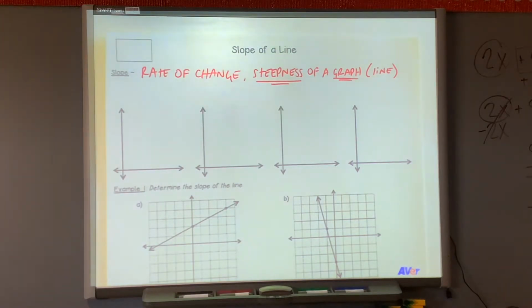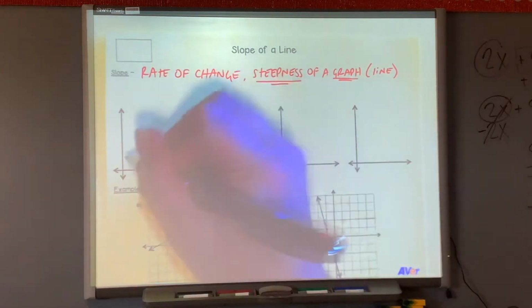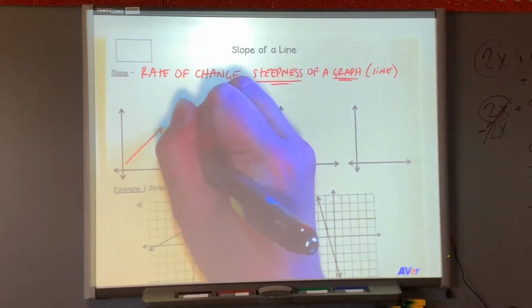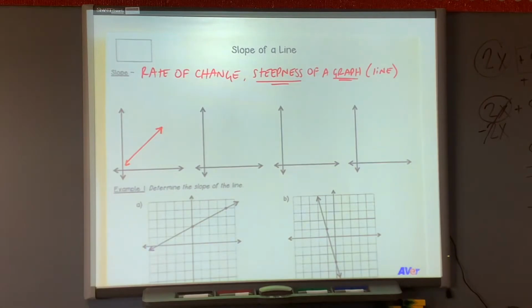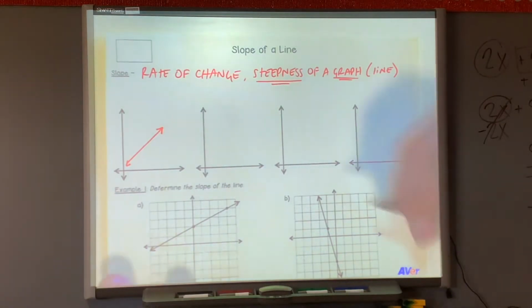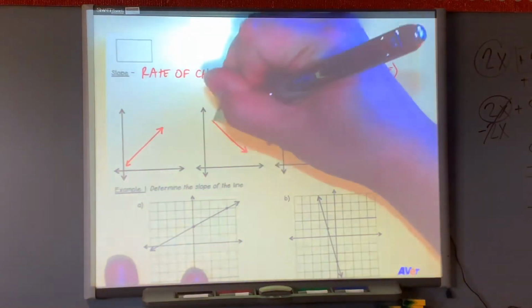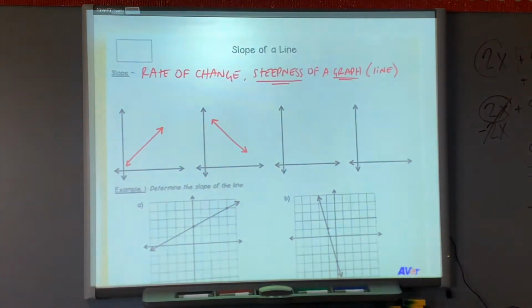Steepness can also be a negative version. So as in, if I were climbing up a mountain, my line would go up. And you guessed it, if I were climbing down a mountain, my line would go down. So I want you to draw these two lines on your graphs. We're going to talk about different types of slope.